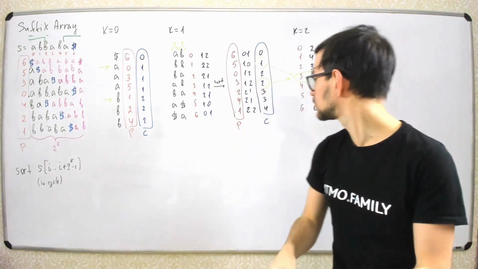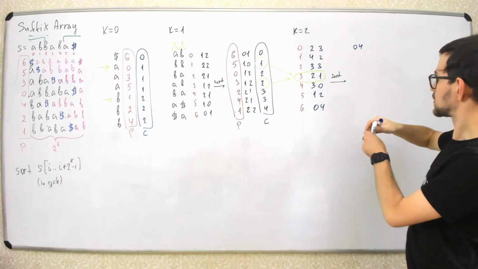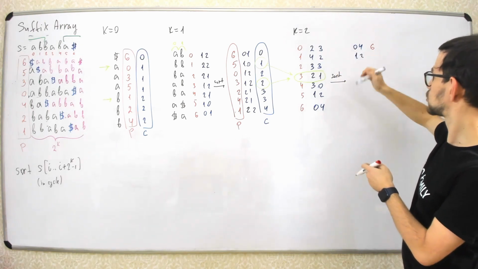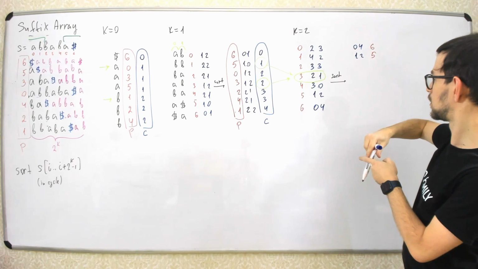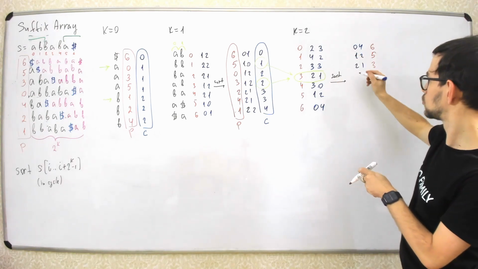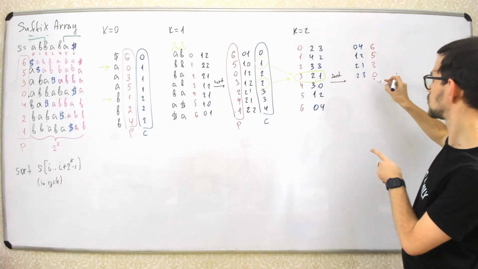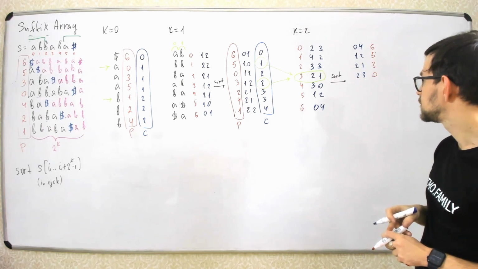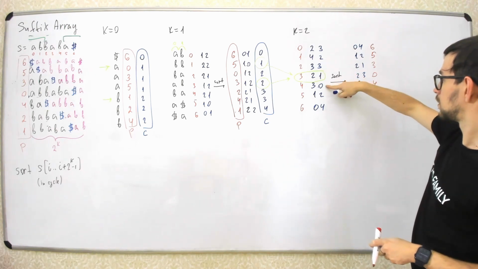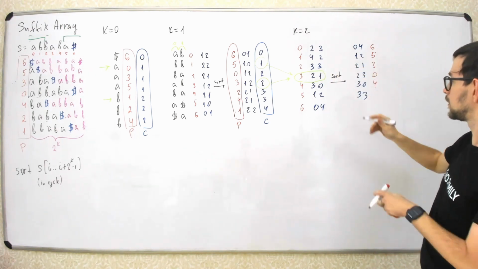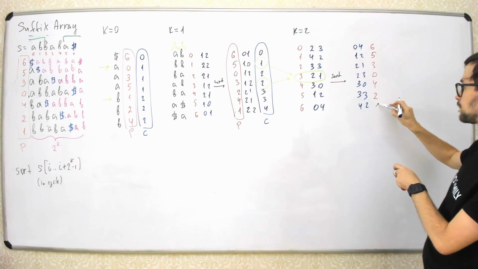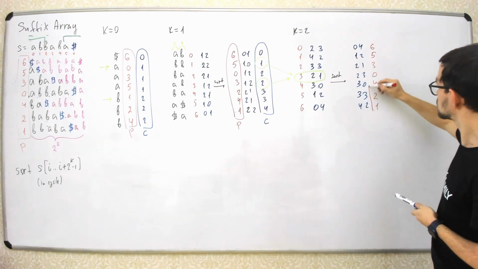When we sort this array, we get 0, 4 in position 6. Then we have 1, 2. 1, 2 in position 5. Then 2, 1 in position 3. Then 2, 3 in position 0. Then 3, 0, right? Then 3, 0 in position 4. 3, 3, yeah, 3, 3 in position 2. And finally 4, 2 in position 1. That's all. That's our new array P.